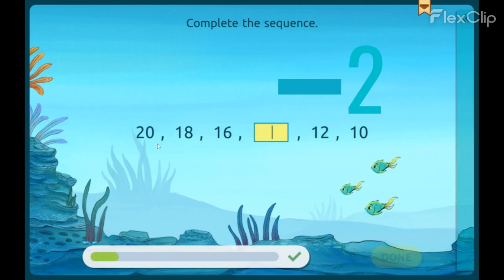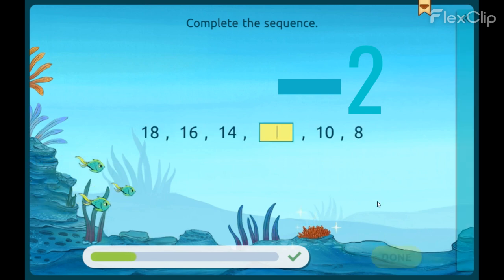Again, it's been repeated. 20, 18, 16, and 16 minus 2 will get 14. We use subtraction to get our space filled up. 18, 16, 14, and we are subtracting 2 every step we make to the left. So we have to subtract 2 from 14 and it will get 12. 12 minus 2 is 10. That's right, that's correct.